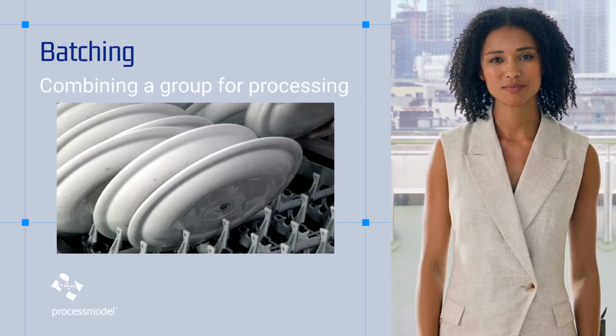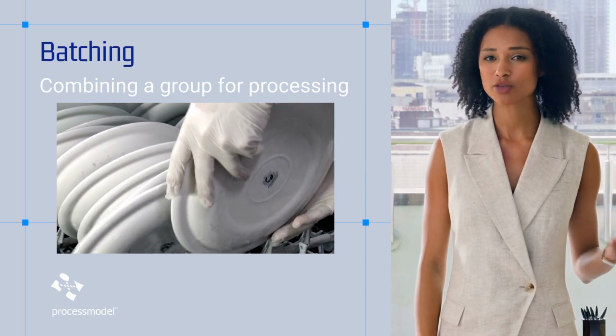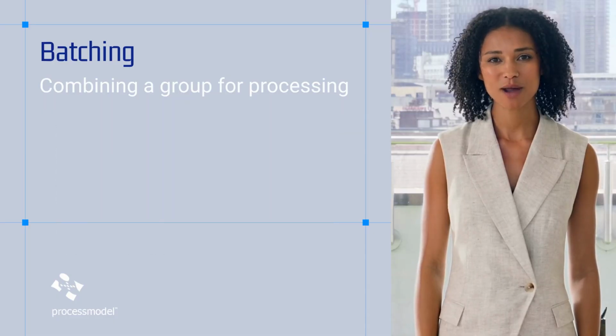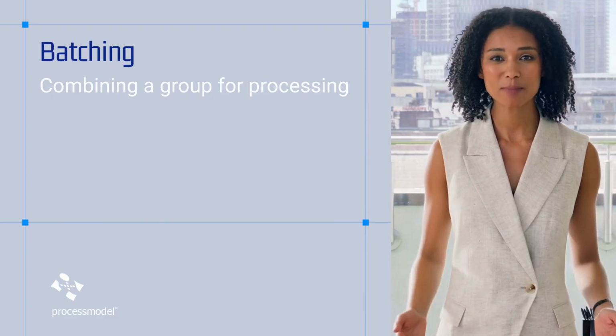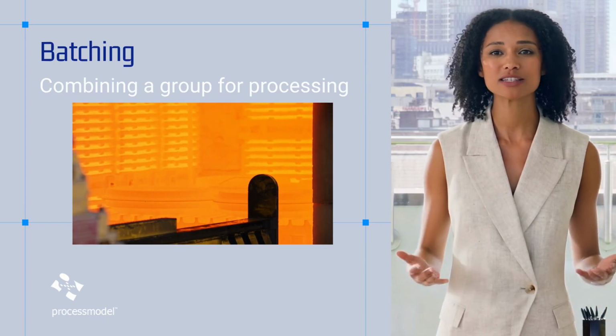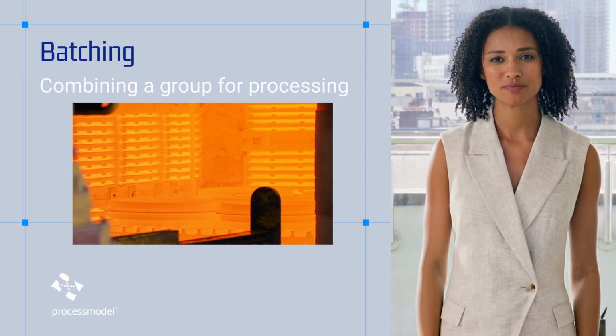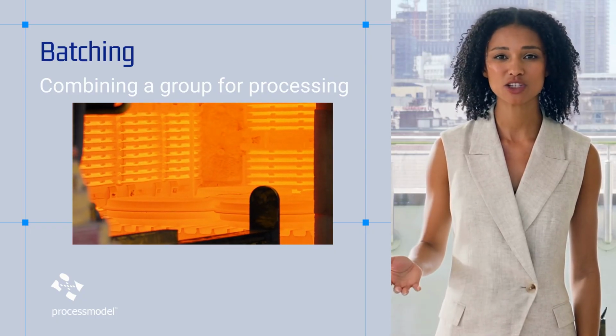Some work is more effectively processed in groups. That's where batching comes in. A batch forms when a required quantity is reached. For example, in heat treating, the oven isn't run for a single part. They wait until enough parts arrive, then process the entire batch. The batch behaves as a single entity during processing.